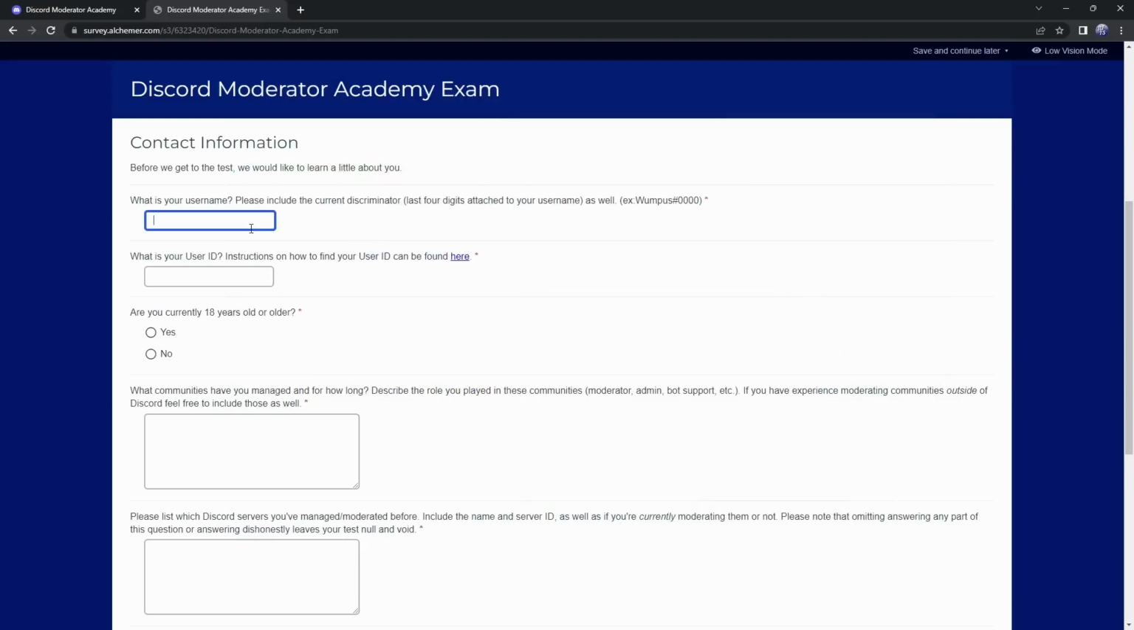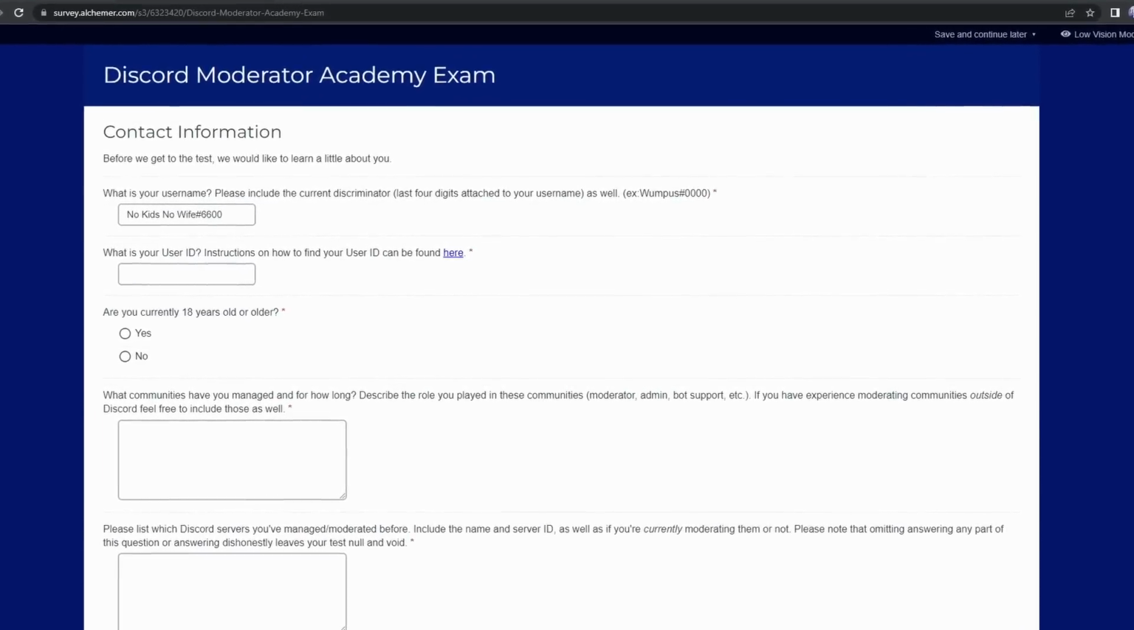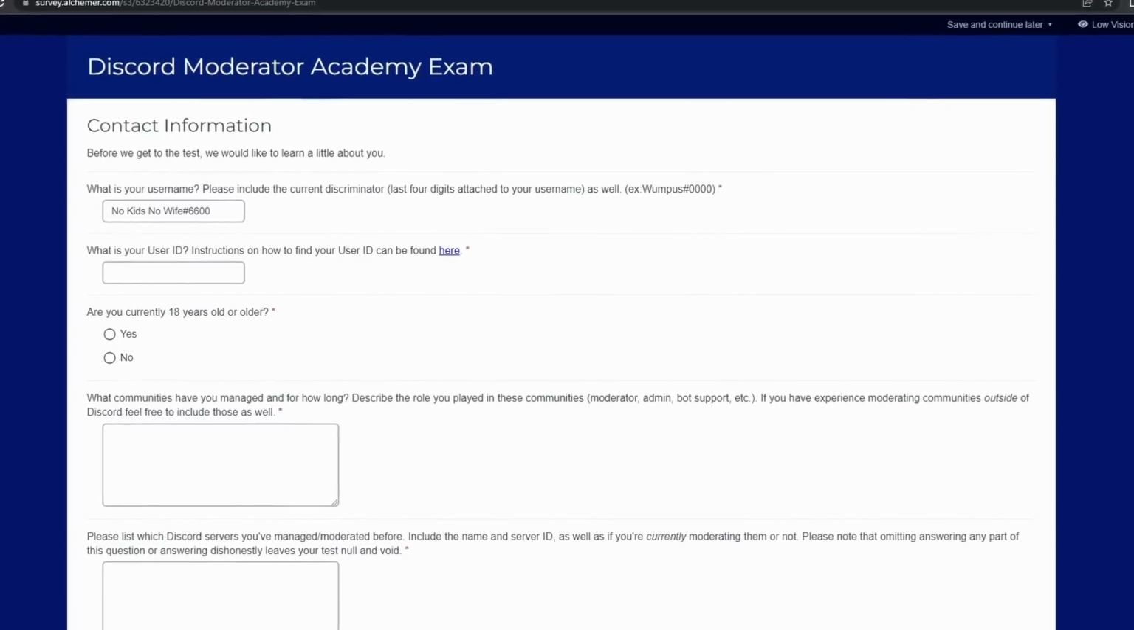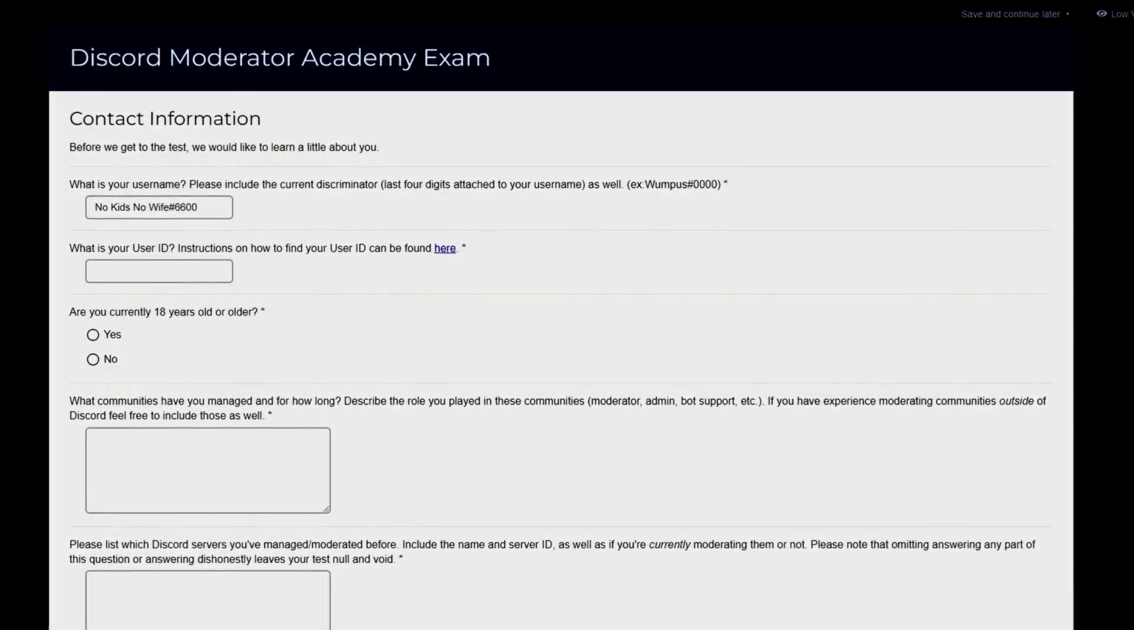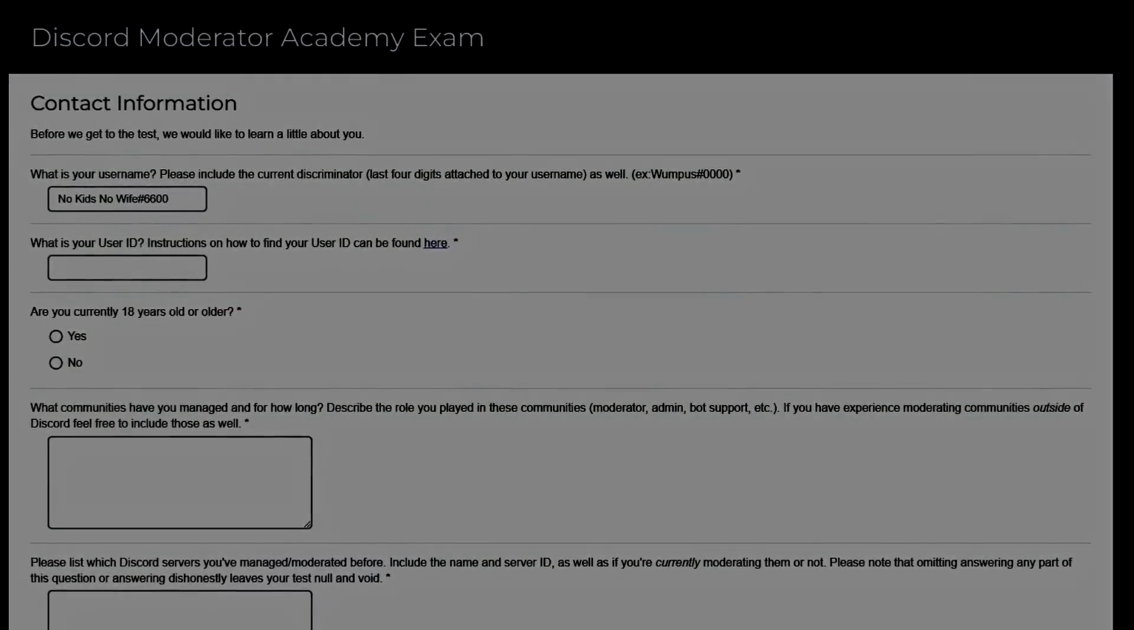So generally speaking, your username, you need to include your number. So usually, I add my username, no kids, no wife. So the most important step here is adding your user ID. Now you could type in random numbers because Discord will probably figure out what account is yours just by tracking your information, finding your house location, going to you in person, knocking on your door, and threatening to kill you.